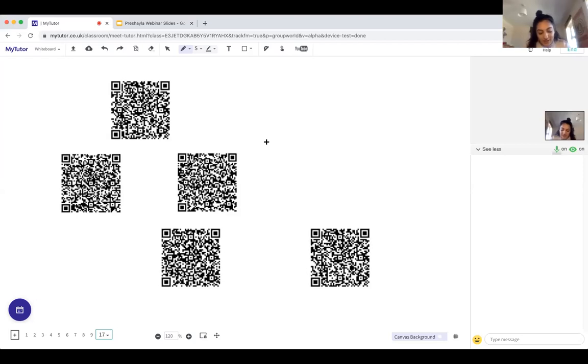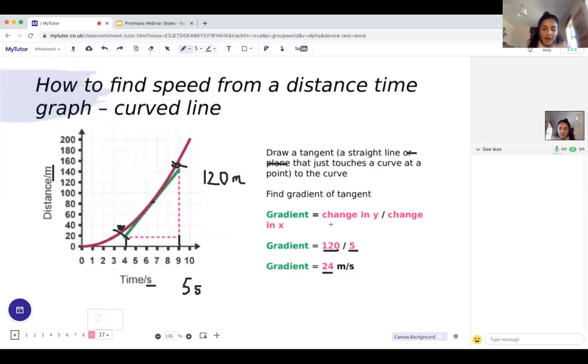Someone said, is calculus similar to this? Yes, calculus is very similar to when we were finding out the gradient of the curve. So if you know what calculus is, then yes, this is exactly what we're doing here.